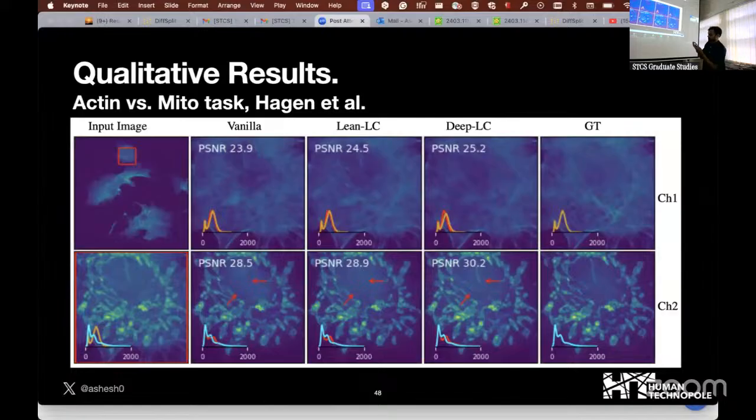Okay, so one qualitative result. Here you have an input frame, which is a superposition of two structures, in this case, actin versus mitochondria. Here I zoom in to the region for which we show the predictions. So this is our input. For this, we have the predictions for the vanilla case, LC, deep LC, and the ground truth. If you compare the predictions with the ground truth, I hope you see that we are indeed able to segregate the two structures from this input. I will show you more results later.